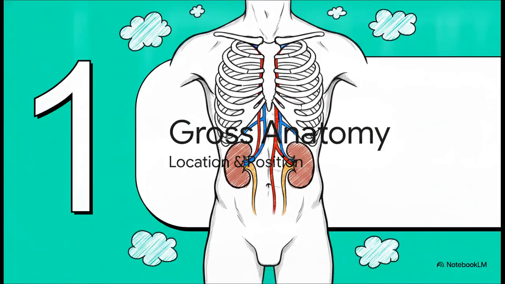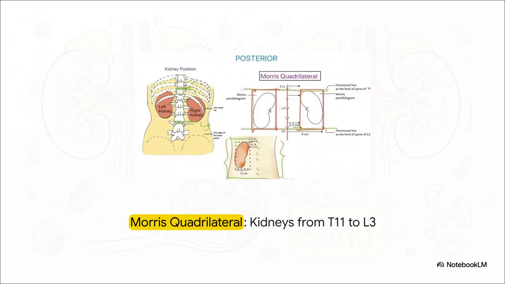Section 1. Gross anatomy and location. Notice the Morris quadrilateral right here. This is a highly testable fact for your exams. The kidneys actually lie inside the specific parallelogram, aligning exactly with the 11th thoracic vertebra at the top and the 3rd lumbar vertebra at the bottom, so T11 to L3. You need to lock that spatial positioning into your memory right now.